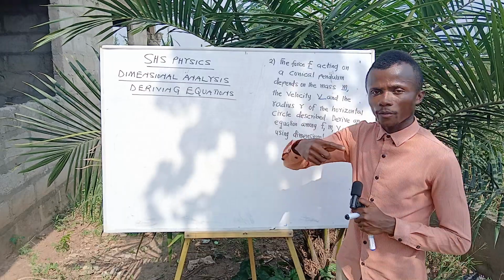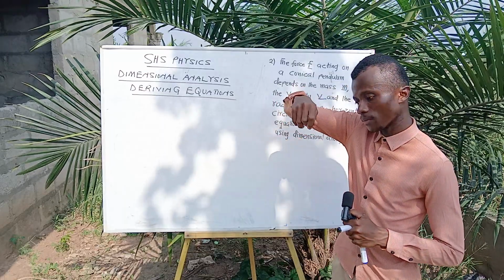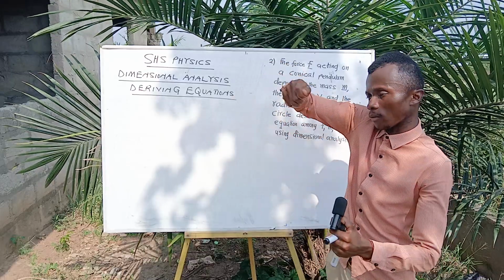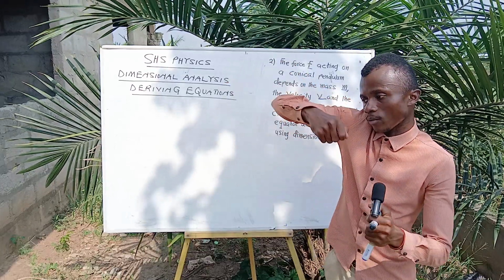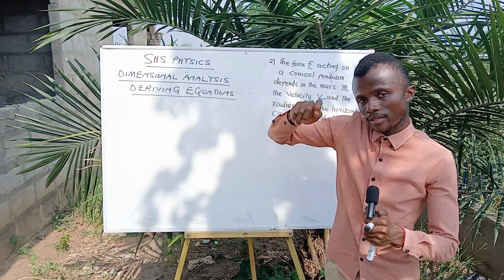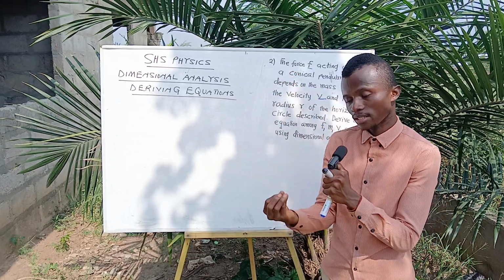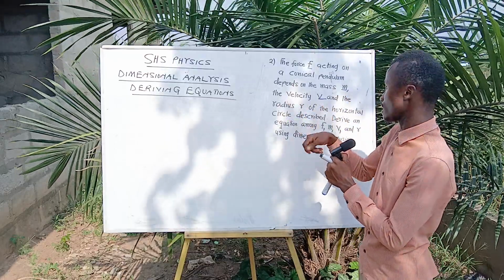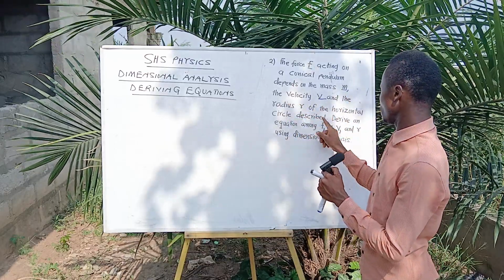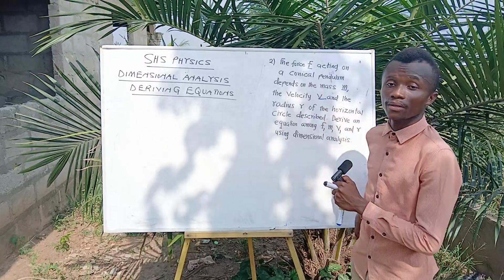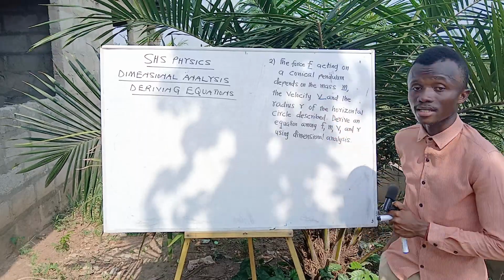Now, a conical pendulum is also a special pendulum where a mass attached to a string is whirled around and it defines a horizontal circle. Now, the force on that pendulum depends on several quantities. We have the mass of the object or of the pendulum, we have the velocity, we have the radius. So the mass, v and r. So derive an equation among these ones.